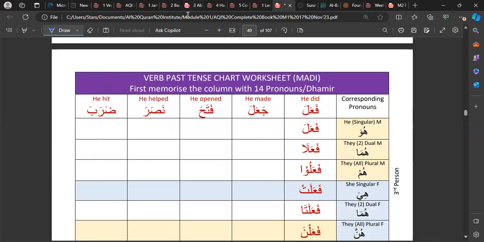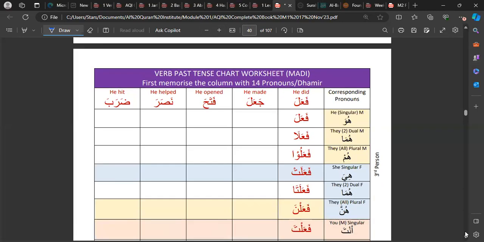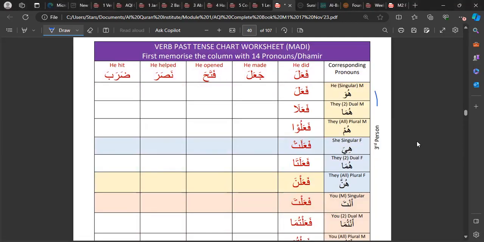Oh, before we get to practice, actually, we need to memorize the Damir chart. So how many people have memorized this chart on the right? Huwa, huma, hum. How many people have it confidently memorized? Show hands. Everyone should know this chart. Huwa, huma, hum. Hiya, huma, hunna. If you can keep your hands up as well, that allows us to see.